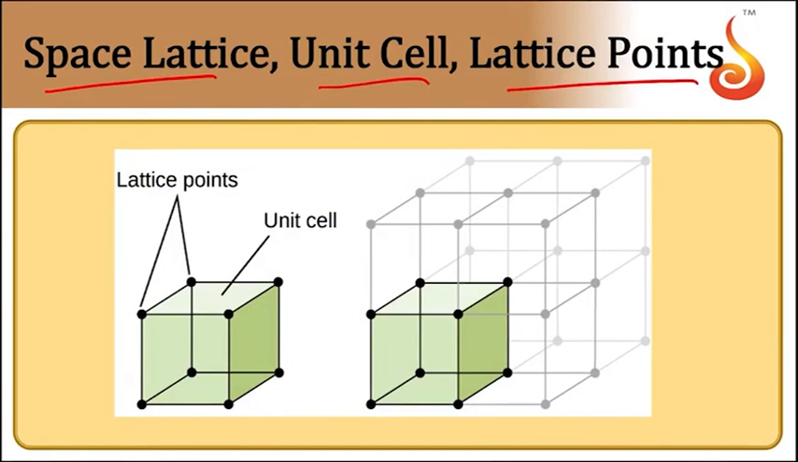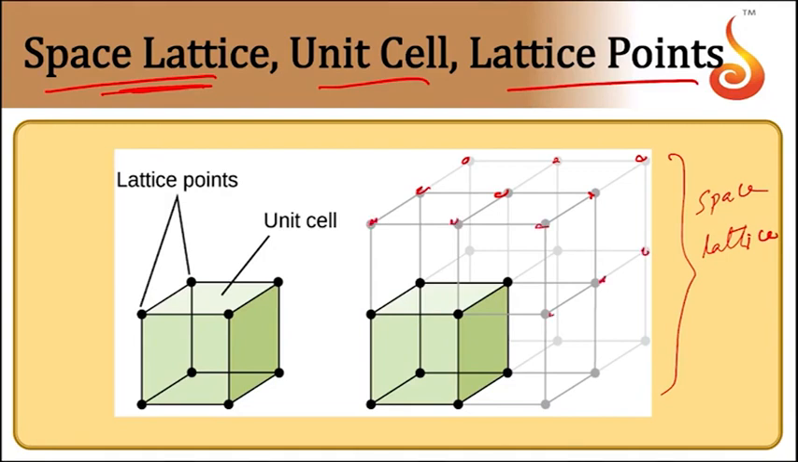Then comes the meaning of space lattice, unit cell, and lattice point. Space lattice means a regular arrangement of lattice points in 3 dimensions. When you take this, we have a regular arrangement of points in 3 dimensions. The entire thing is called a space lattice. So a space lattice contains a regular arrangement of lattice points in 3-dimensional space.